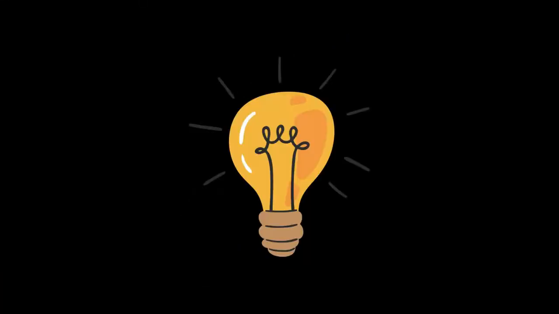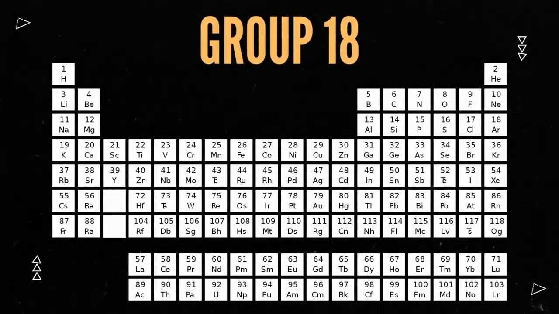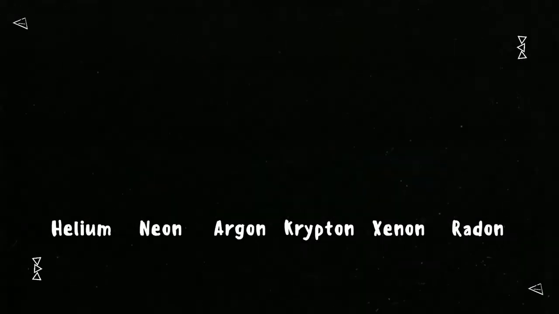What do party balloons, neon signs, and certain light bulbs have in common? They are all filled with a noble gas. The noble gases are the group 18 elements: helium, neon, argon, krypton, xenon and radon.